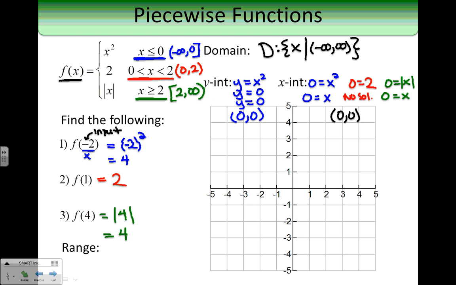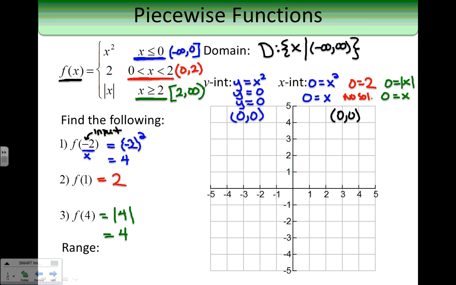All right, lastly, let's graph this and talk about the range. We're going to graph each function piece by piece. My first function is x squared. I can have an x squared function wherever x is less than or equal to 0. So I'm going to start at 0. That means the x squared function can only be in this part of the graph, from 0 and less.